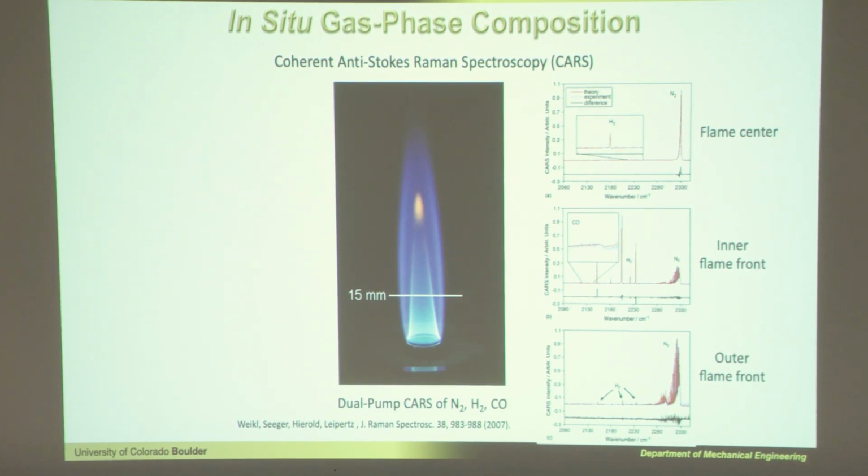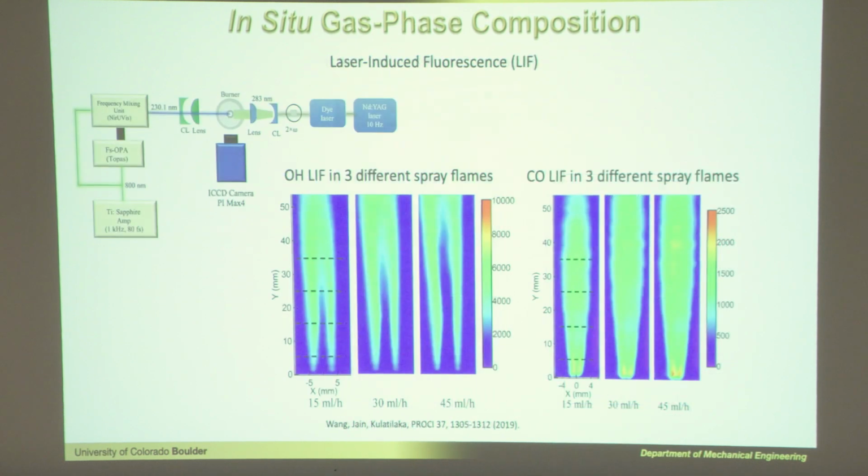So here's another situation where they're using CARS in a flame. I won't go into detail, I was just excited when I was finding all these papers, like, oh, this is a cool one, and this is a cool one. This one actually shows that you can get gas composition. So you can do CARS for N2, H2, and CO in the flame. You can see they have different spectral features for the different small species.